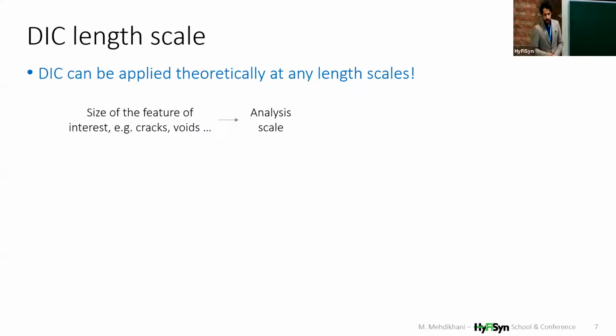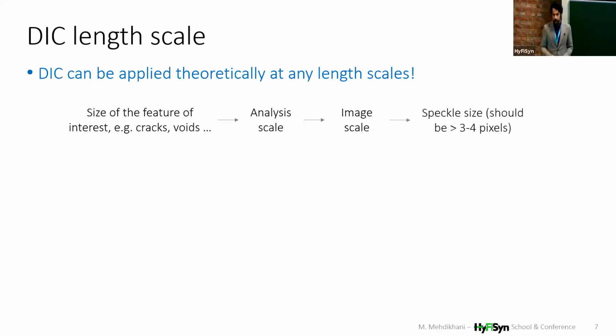DIC can be applied theoretically at any length scale, and this length scale is basically defined by the scale of the images that we are looking at. So first, we should see what are the features that we want to analyze with DIC. Is it a void? Is it a crack? Is it the tows inside the textile? Based on this, we can choose the scale of our analysis, and then we set the imaging scale.